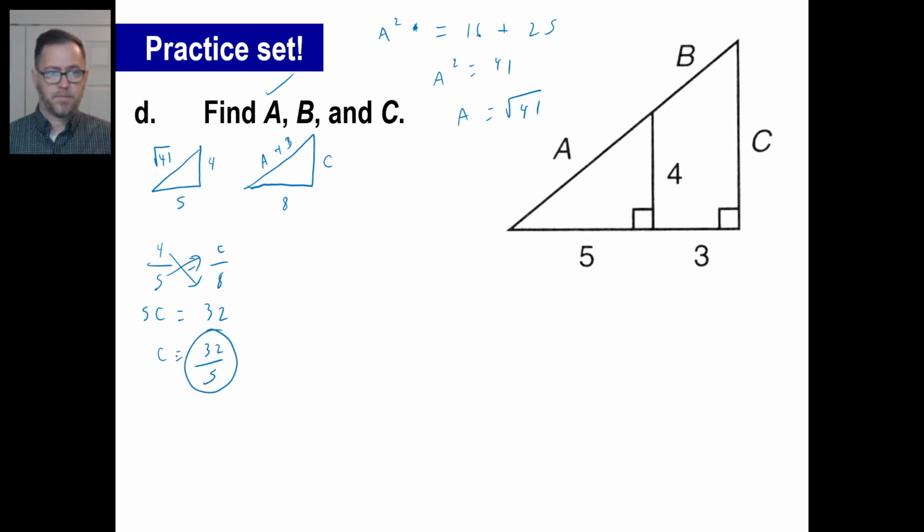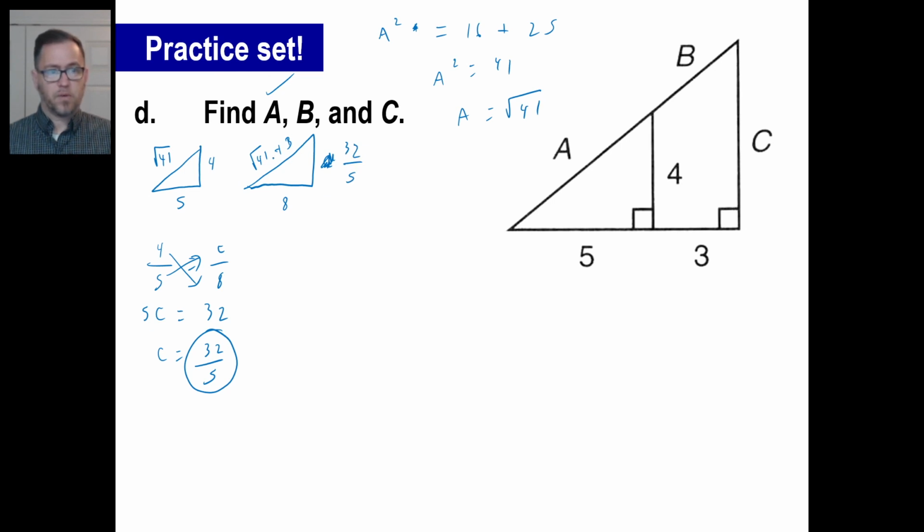Okay. All right. Well, don't forget, once we found out what A was, we can put it right there as well. So let's go ahead and start putting it in here. Square root of 41 there. Okay, now we can find B. I'm going to go ahead and put 32 over 5 over here for C.